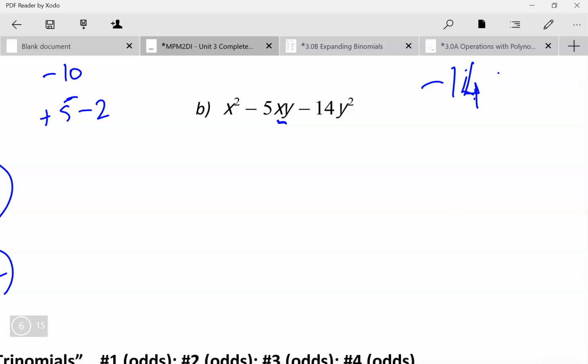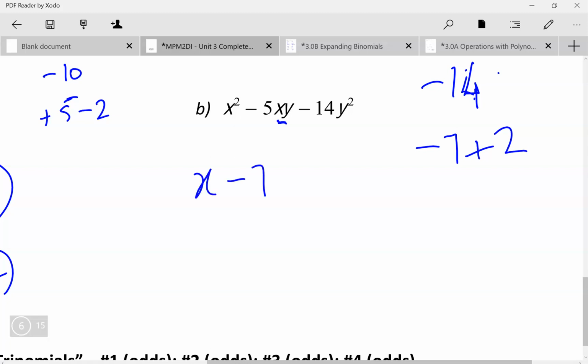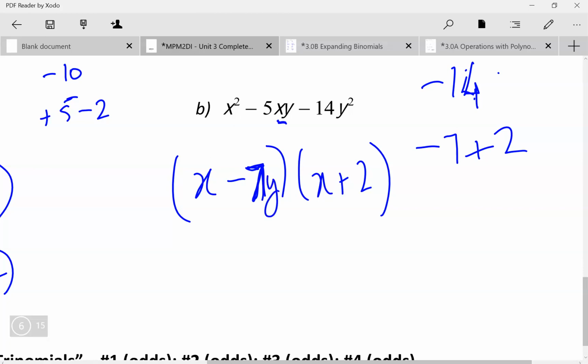But we'll see here that, again, multiply to negative 14, add to negative 5. That's a negative 7, positive 2. That works. So I'm going to do the same thing I do as usual: x minus 7, x plus 2. But hopefully we'll see here that something is missing, and that something that's missing is the y, which I'm just going to put next to my numbers.